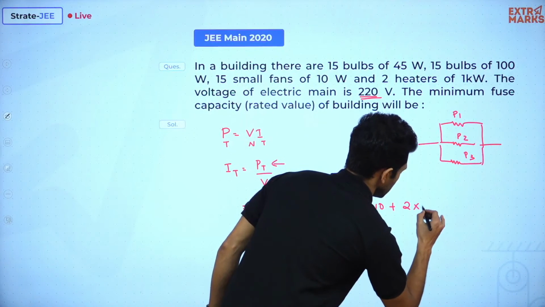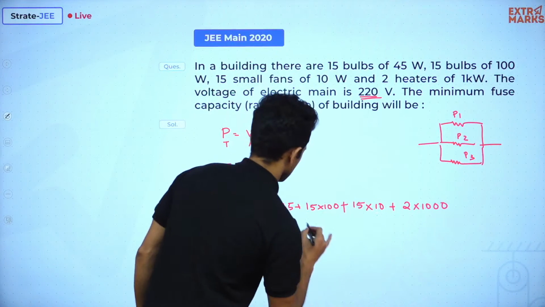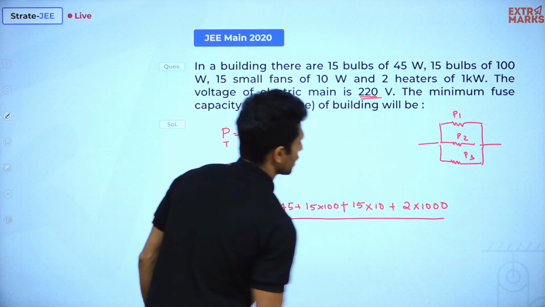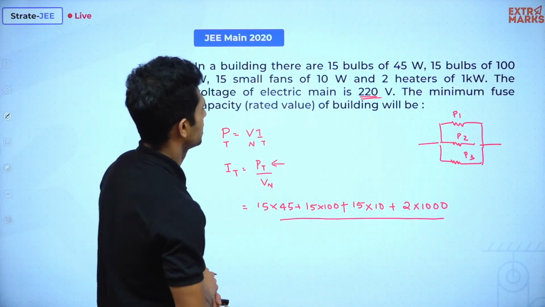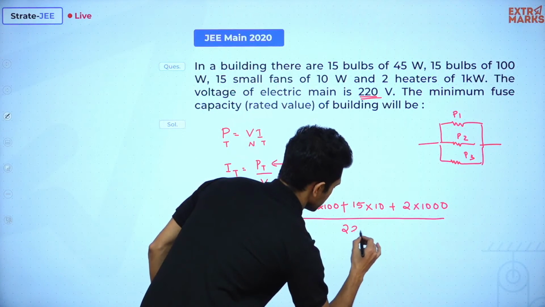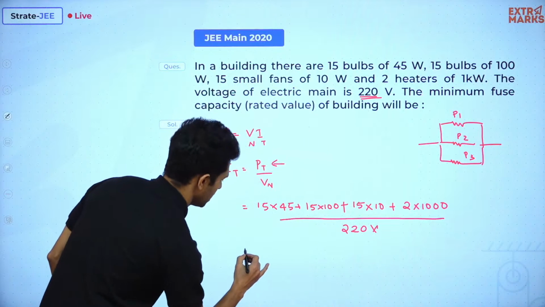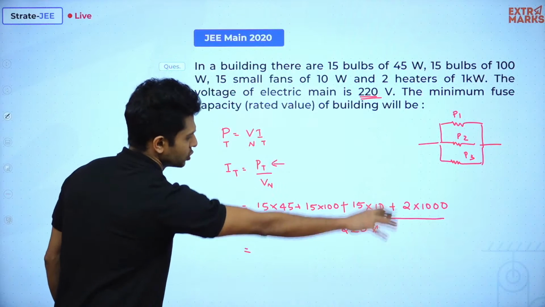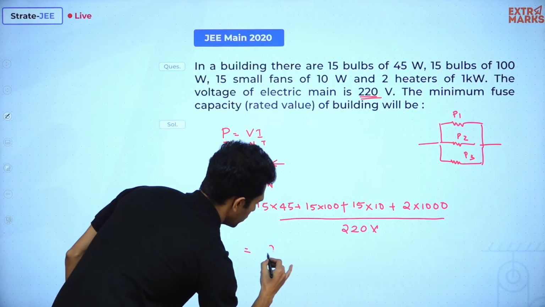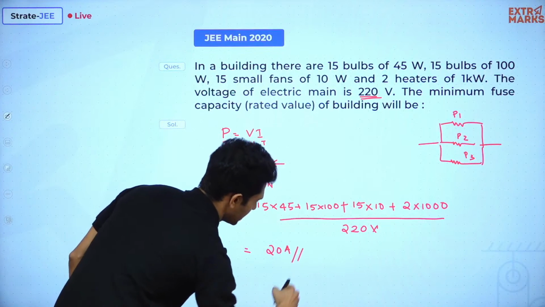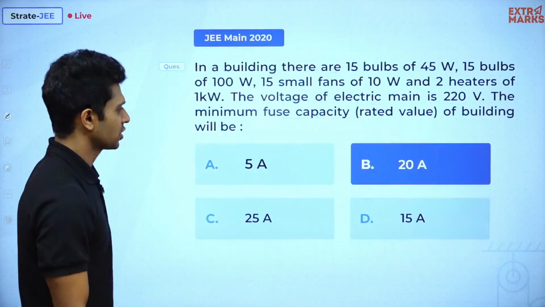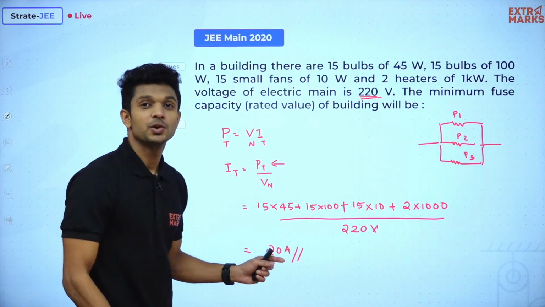1000, divided by how much here? 220. Right? So this is 220 volt, and if I do the calculation, we'll get the value of current as 20 ampere. Let's cross check it. Yes, it's going to be 20 ampere.